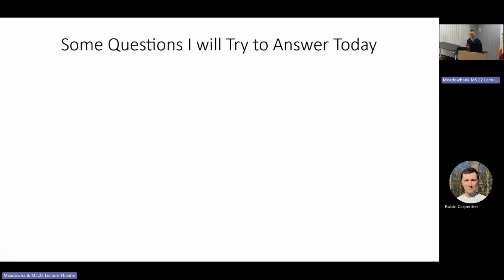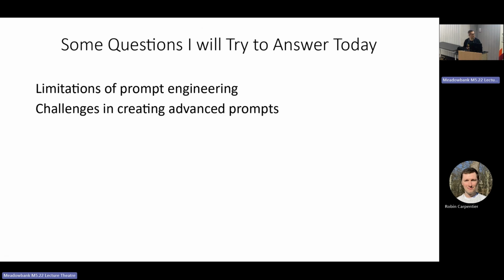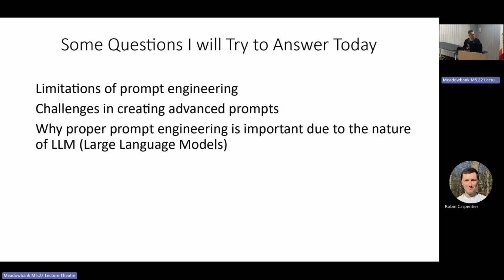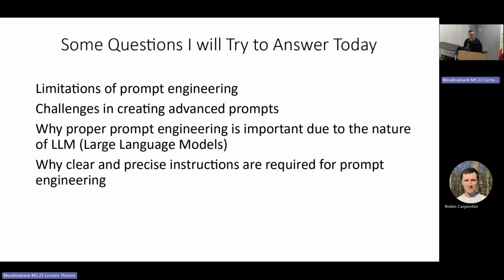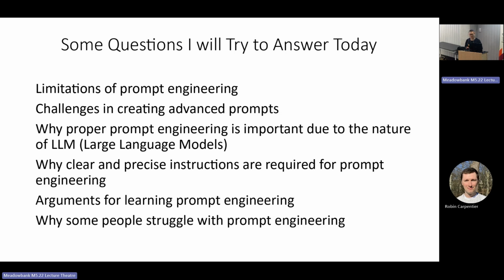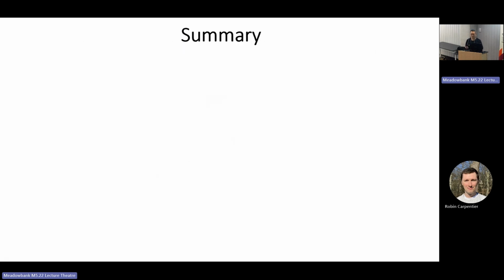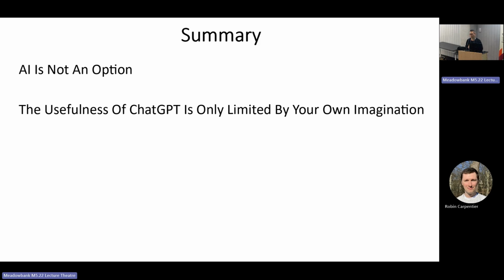So some questions I will try to answer today: limitations, challenges, why it is important, why clear and precise instructions are important for prompt engineering, arguments for learning, and why some people struggle with prompt engineering. This is a summary I want you to take away. AI is not an option. It's the future. You don't have a choice. The usefulness of ChatGPT is only up to your imagination.